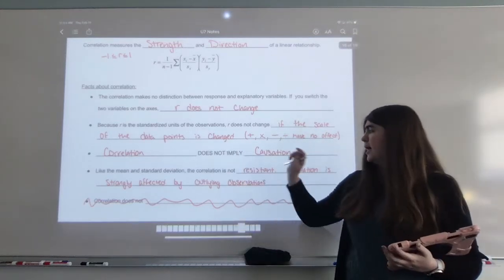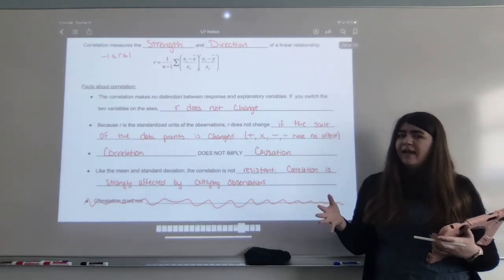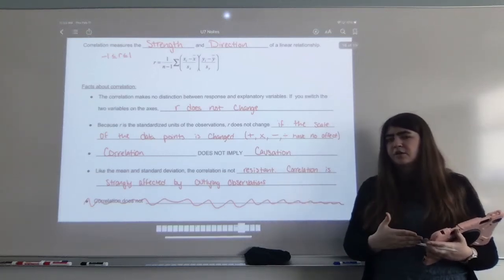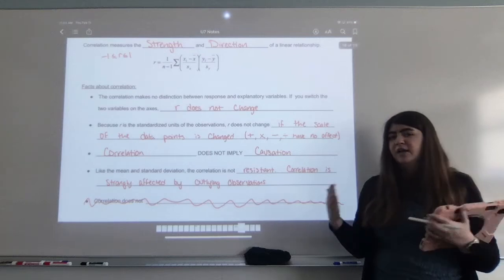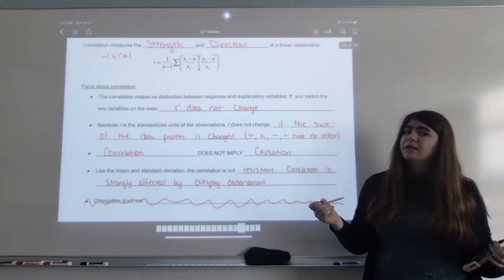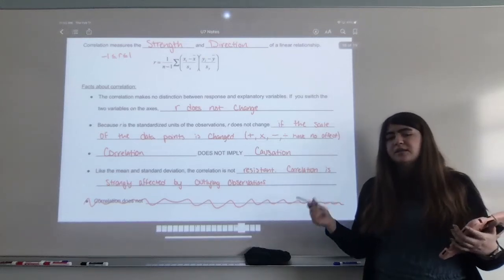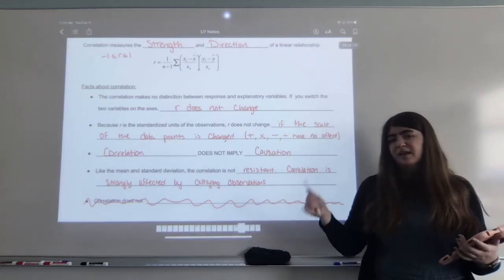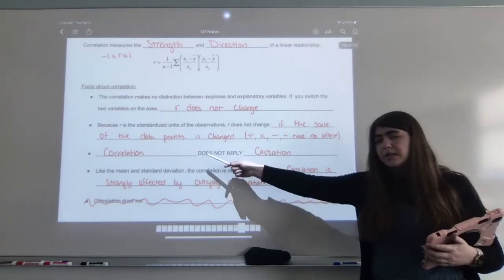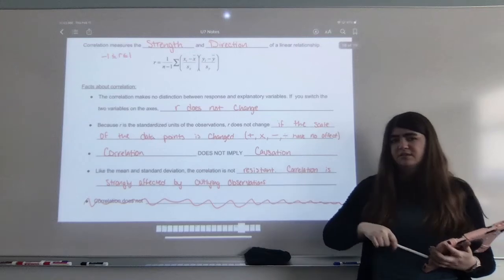Correlation does not imply causation. So what that means is just because two things have correlation doesn't mean one thing impacts the other. For example, we saw a correlation between height and handspan, meaning the taller you are, the longer your handspan. But that doesn't mean that your height determines the size of your hands. We don't have enough information to say that. We can say that they're correlated. We see a pattern, they're tied together, but we can't say that one causes the other.